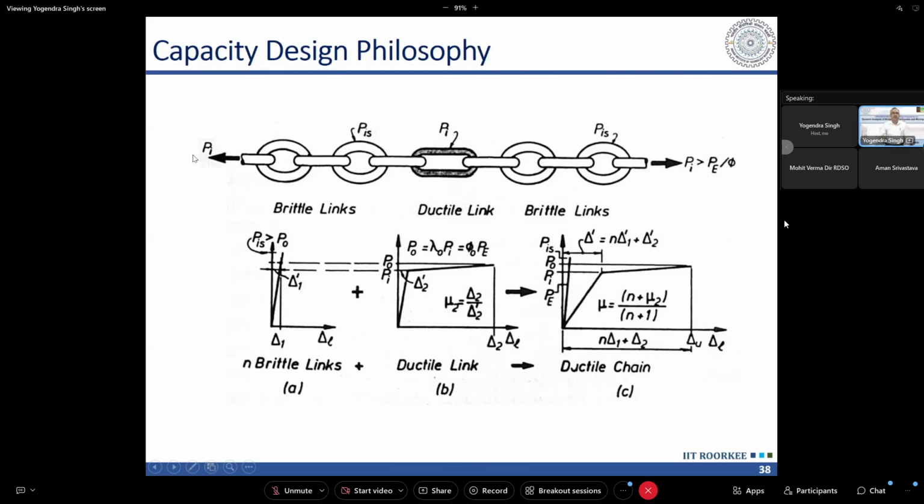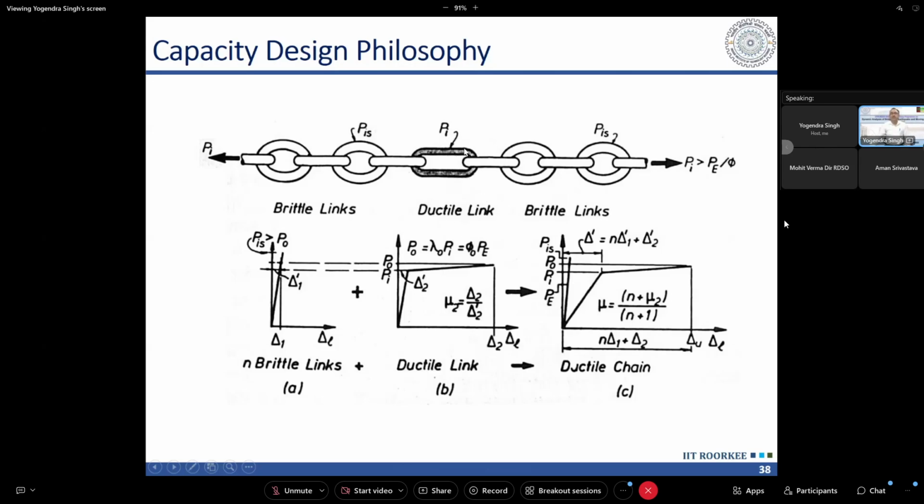And when we subject this chain to a large force, more than its capacity, it is going to fail. It has only one ductile link, all other links are brittle. So how will its failure be? Whether it will be ductile or brittle, we can control. We can make the behavior ductile just by ensuring that these brittle links, which are shown by this white color, have strength more than the strength of the ductile link. In that case, the failure will occur in the ductile link only, and hence the failure will be ductile.